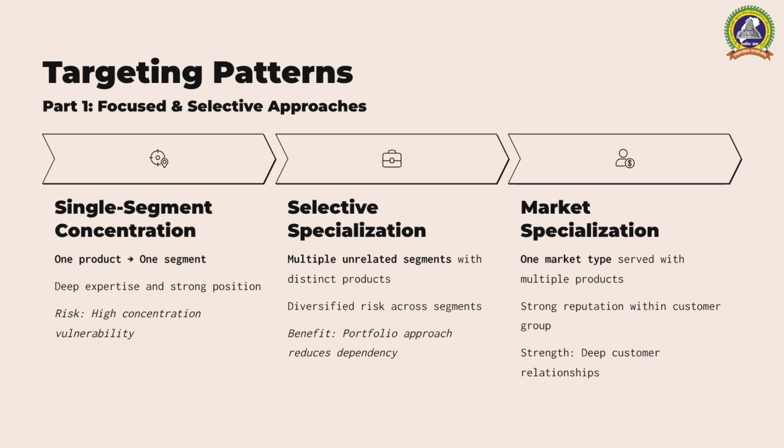Third is market specialization. Here, the firm operates in different segments but serves them all with a single product. For example, a microscope manufacturer might sell the exact same microscope to 3 different markets: college laboratories, school laboratories, and university laboratories. The firm builds a strong reputation for that one product across different customer groups.